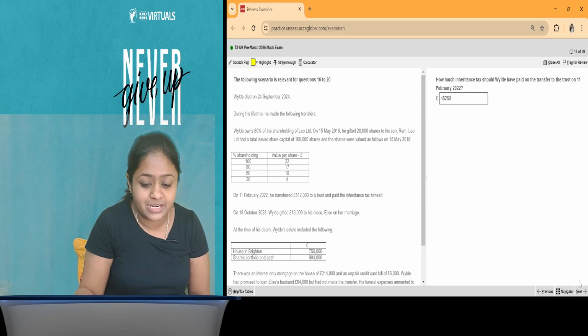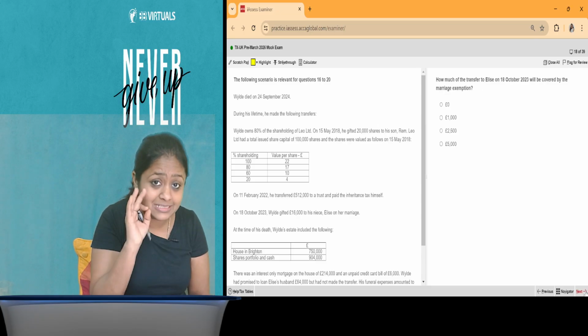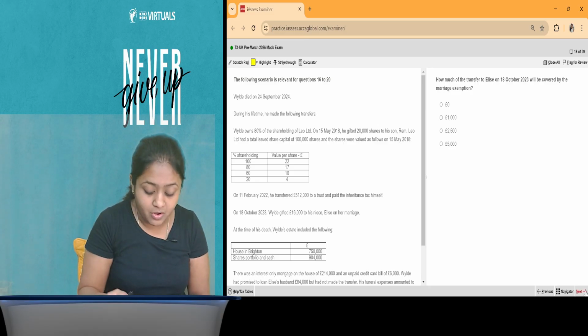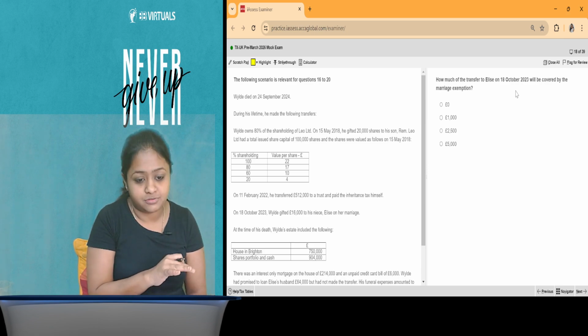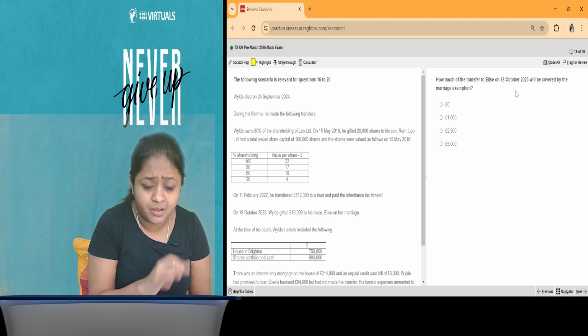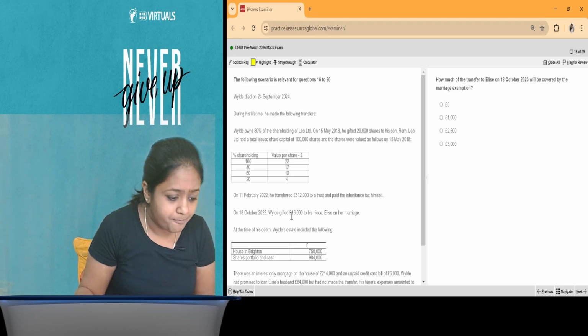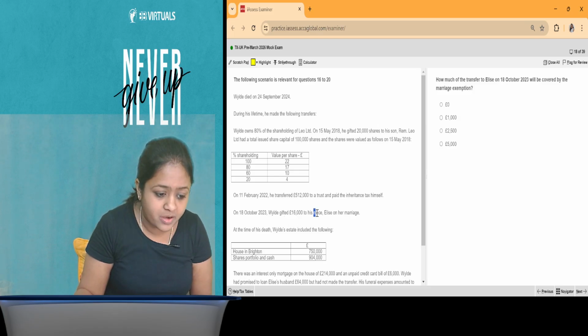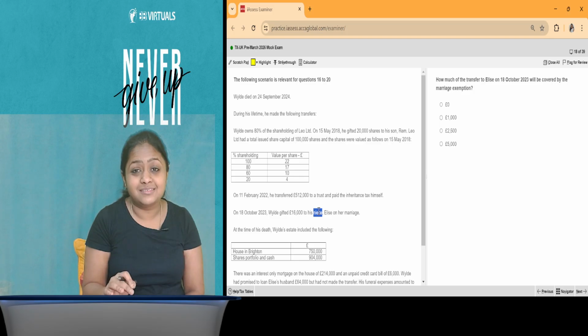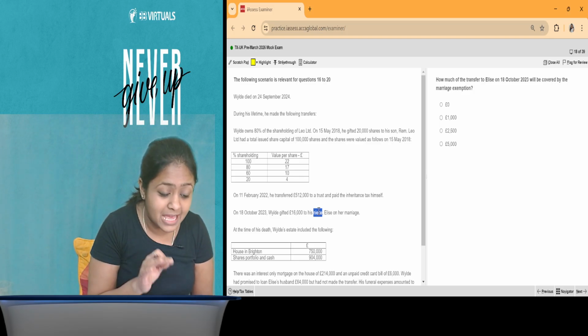Done. Let's go to the next one. This is the speed that is needed, my friends. Now next, how much of the transfer to LSA on 18th October 23 will be covered by the marriage exemption? Marriage exemption, it's 100%. So on 18th October 23, Wilde gifted 16,000 to his niece, Alicia, on her marriage.